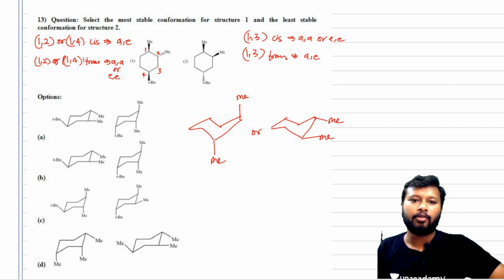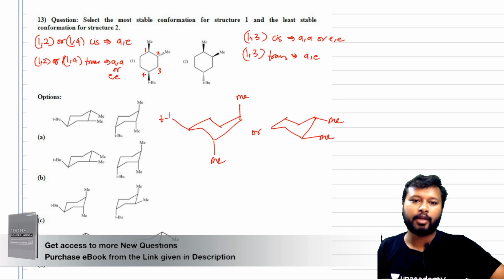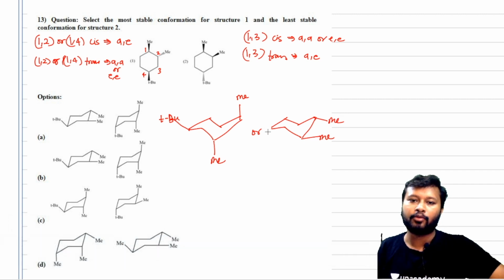Now this fourth group, with respect to first, it is 1,4 cis. I told you if it is 1,4 cis, it has to be axial equatorial. So if this methyl is already axial, the fourth one has to go in the equatorial position. That means the tertiary butyl group has to go over here like this. Because we have to make 1,4 cis and axial equatorial, one group is already equatorial, so the fourth group will go axial with respect to that. So here the tertiary butyl group will go axial to that.